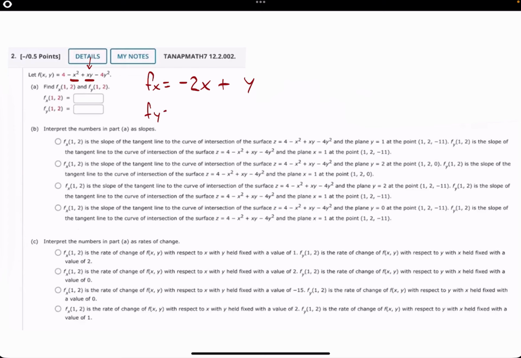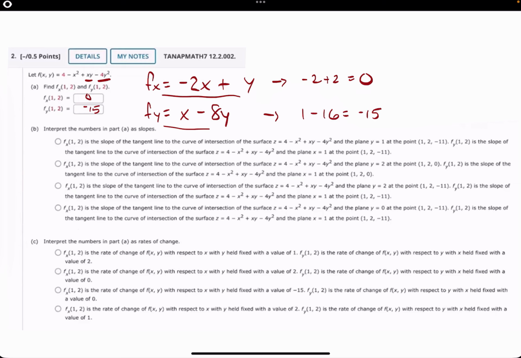So then fy is the derivative of the y terms. We have a y term here and a y term here. The y goes to 1. The x was attached to the y, so it stays attached to the 1. So it's really just x. And then we have minus 4y squared goes to minus 8y. So this is fx, this is fy. We plug in the 1 and the 2. When we do so, we get negative 2 plus 2. That's 0. When we plug in the 1 and the 2, we get 1 minus 16, so negative 15.